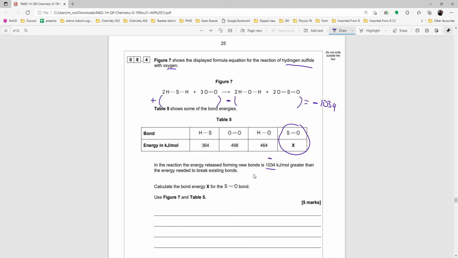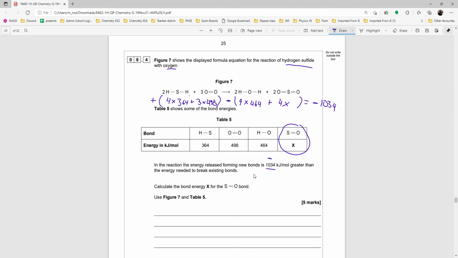So, first off, I have 1, 2 times 2. So there's going to be 4 of these hydrogen sulfide bonds, which is going to be 4 times 364. And then I'm going to add in 3 of these oxygen bonds. And that is going to be 3, because there's 3 of them, times 498. Then I'm going to have on this side hydrogen-oxygen bonds, and I have 1, 2 times 2, which is going to be 4, times 464. And then on this side, I have no idea what that is, but I know I'm going to have 4 of them, so I'm going to call it 4x.